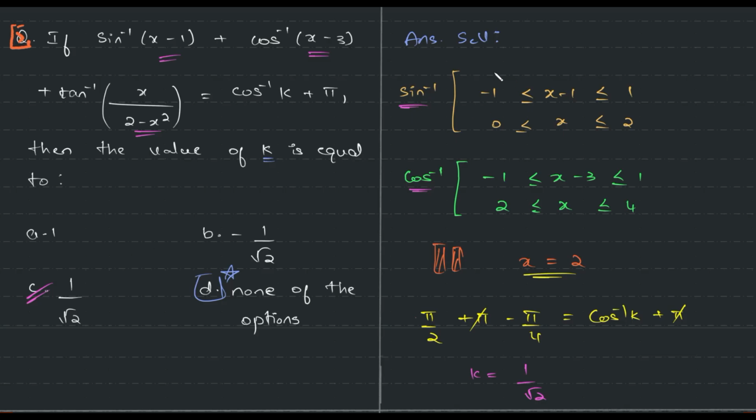I know that sine inverse and cos inverse are happy between minus 1 and plus 1, but tan is not. Tan is between minus infinity and plus infinity, so it has a huge range. So I'm not touching tan. I just went with sine inverse and cos inverse. And the only place these two are satisfied is at 2. It has to be so. It can't be anything else for this particular question.